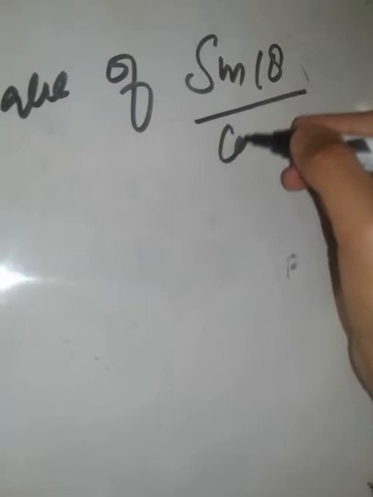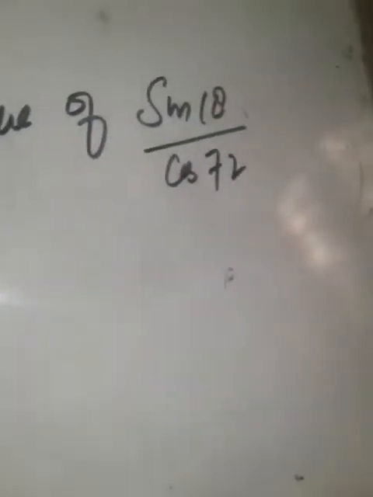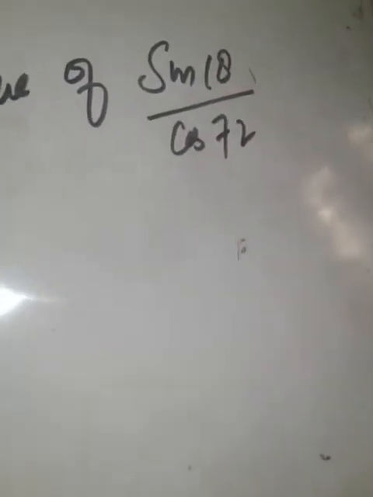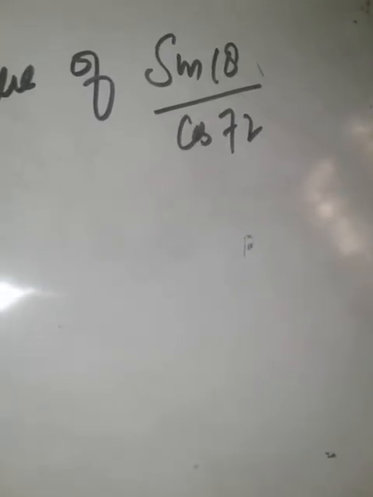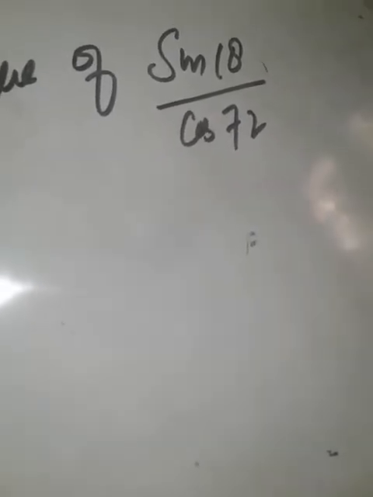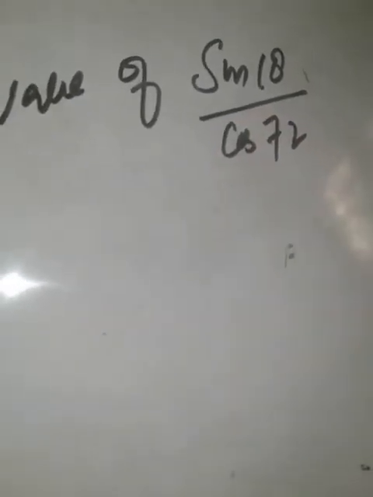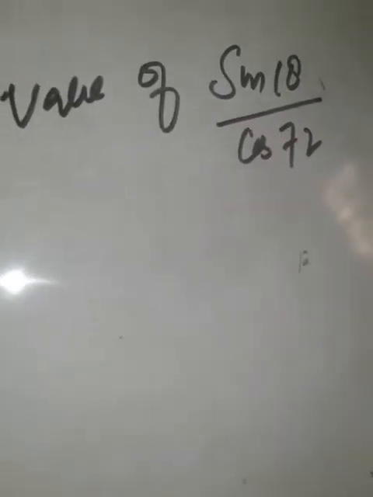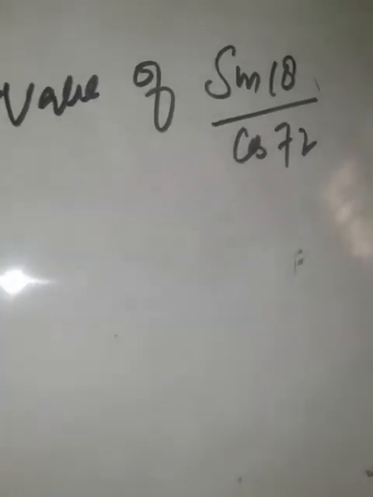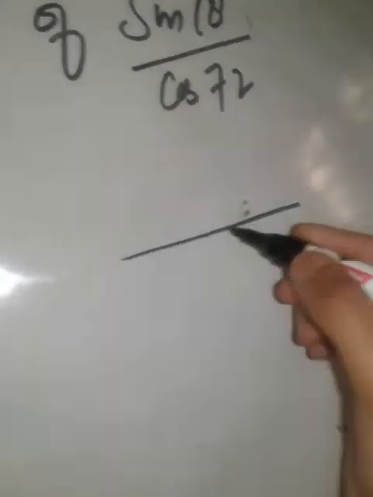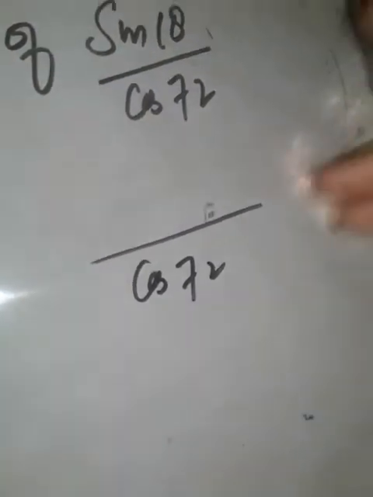Suppose you were asked to find the value of sine 18 divided by cos 72. I will show you how to solve this question. We will do it in two ways, and you can adopt whichever way you like. So first of all, put cos 72 as it is.